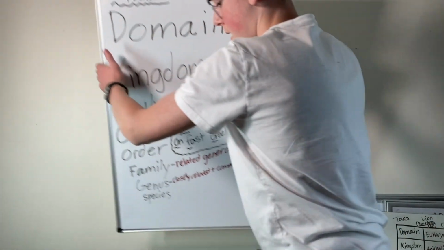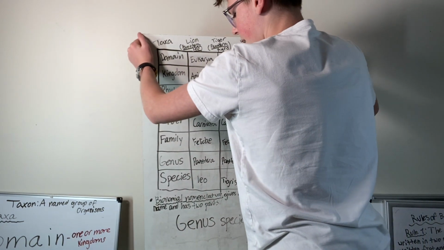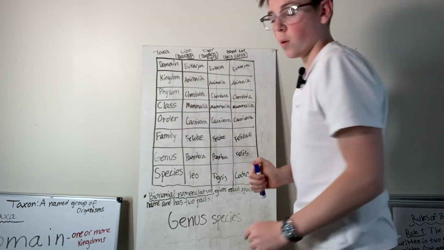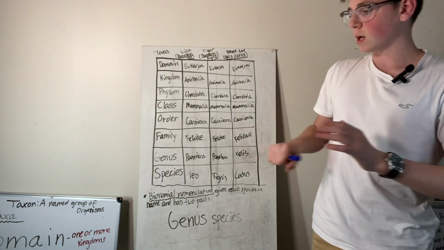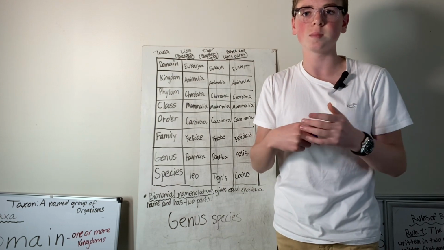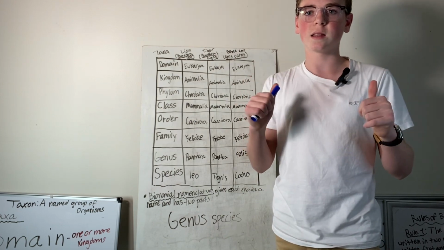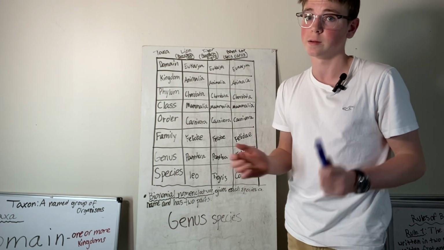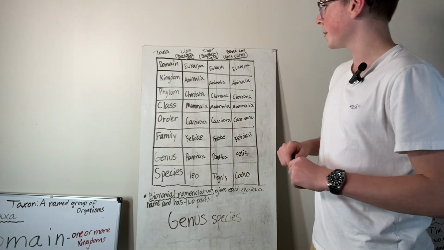Now we can move on. Just remember those. Remember that related species are genus, then related genera are families, and then so on. So then order is related families, class is related orders, phylum is related classes, kingdom is related phylums, and domain is related kingdoms. Well, it's one or more kingdoms, but if there's more, they're all related in some ways.